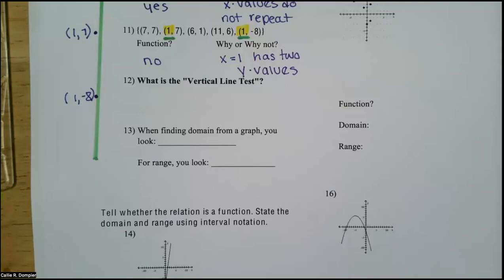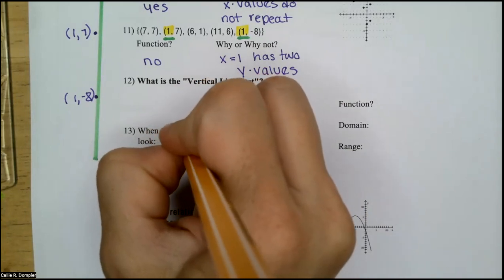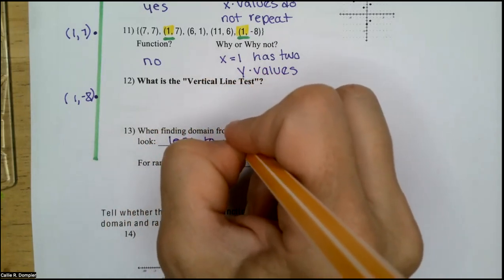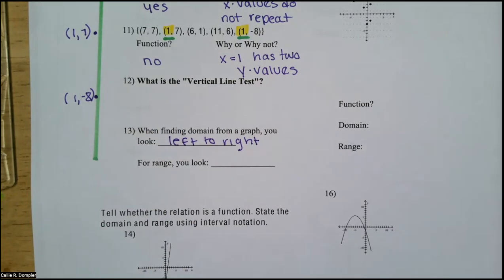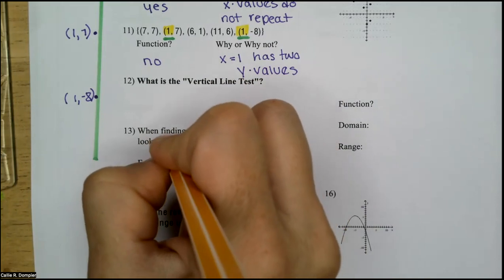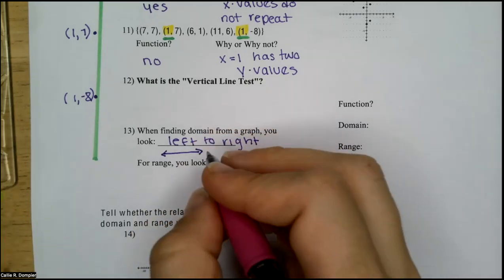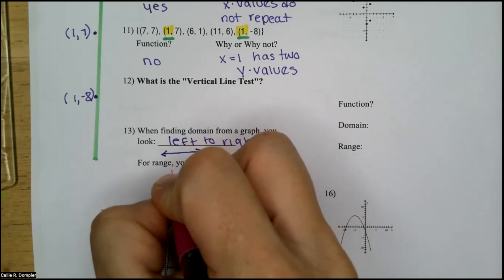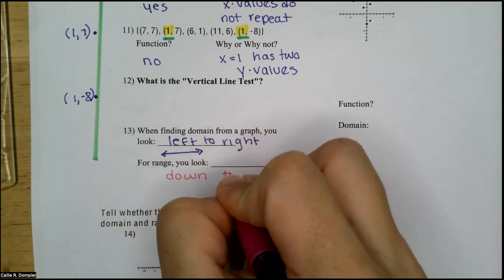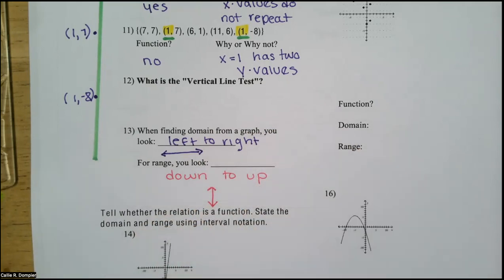When finding domain from a graph, you look left to right. Domain is all your X values, right? Horizontal along the X axis, okay? For range, you don't look right to left, you look down. I'm just going to say down to up. Good.